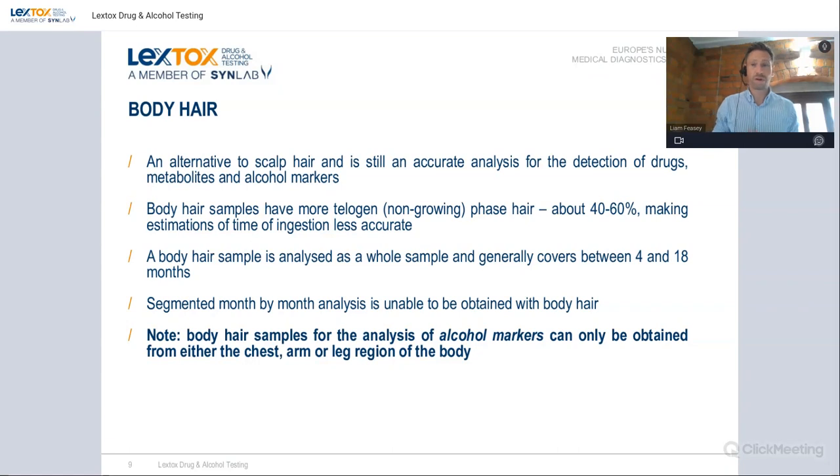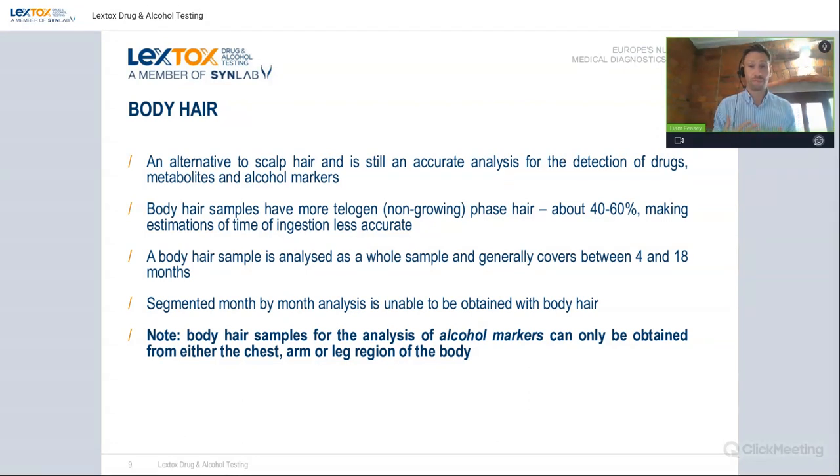Now, there are occasions when an individual may actually remove all of their scalp hair prior to a sample collection to try to avoid providing a hair sample, in which case we can collect and analyze body hair. Body hair is an alternative to scalp hair. It's still as accurate, and we can still detect the drugs and the alcohol markers in the body hair. It's just that body hair is a different growth cycle. So the time period is more approximate with a body hair sample than with a scalp hair sample.